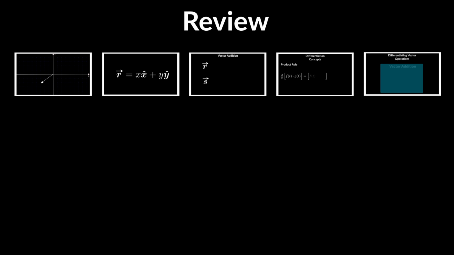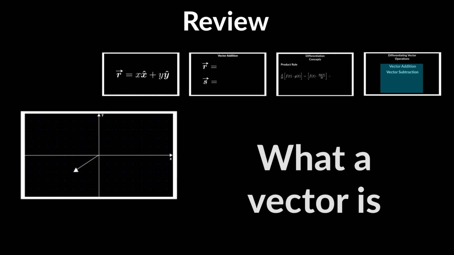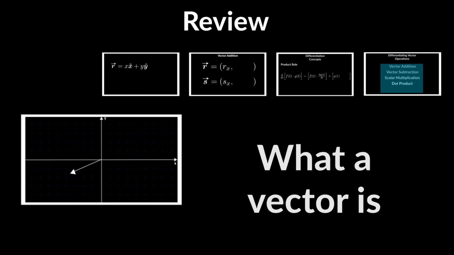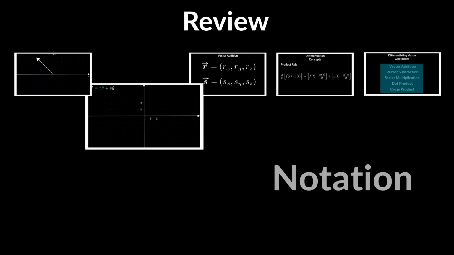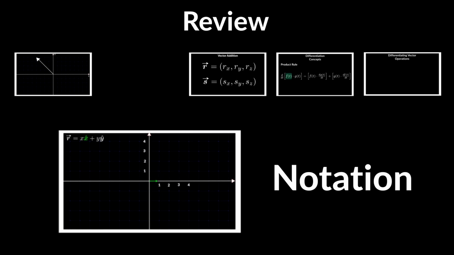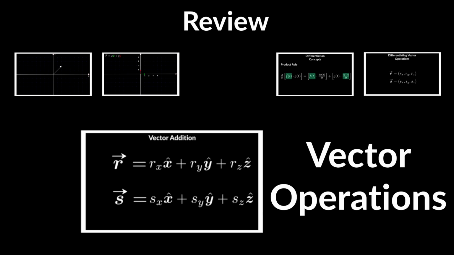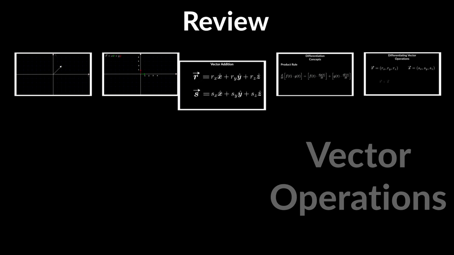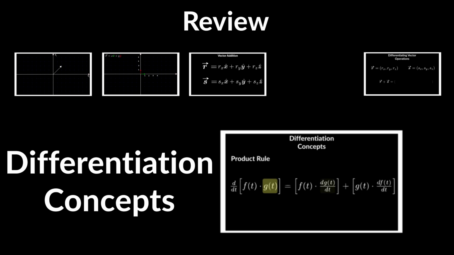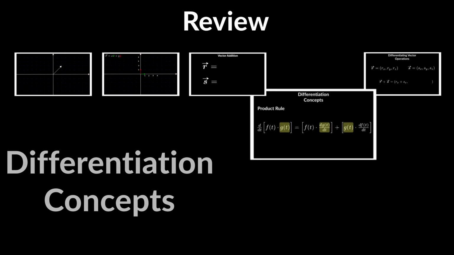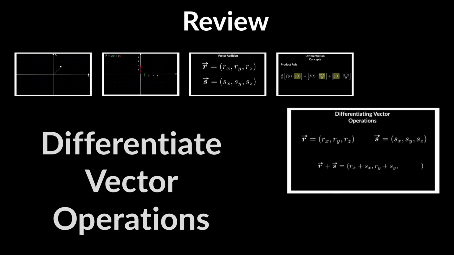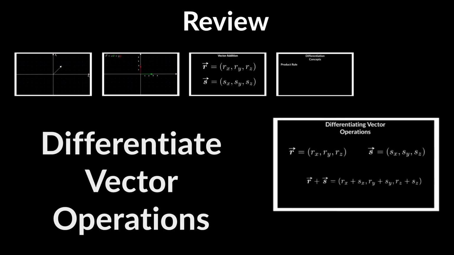Finally, I want to finish off with a review of everything that we've spoken about in the previous parts of the video, covering all 5 major topics. We first discussed what a vector actually is and what it may physically represent. After this, we moved on to discussing the notation used to represent a vector that would commonly be seen in textbooks. Afterwards, we moved on to discuss the operations which we can perform on vectors. And taking a sidestep from this, we discussed differentiation concepts that could be used. And then finally, in the last point, we tied it all together by differentiating the vector concepts that we discussed in point 3.